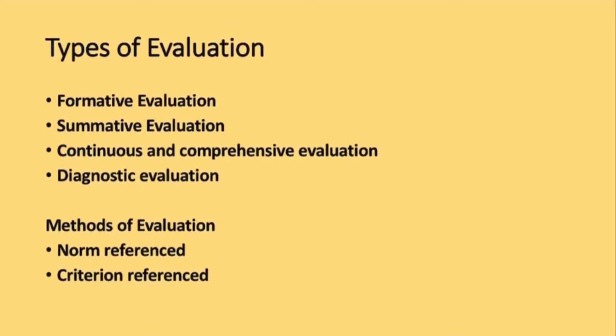And next is continuous and comprehensive evaluation. This system is majorly used in schools, and this covers the holistic development of a child. It covers all aspects of learning for a student. It includes cognitive skills, psychomotor skills and affective skills. Basically, it's a holistic method of evaluation. Last is diagnostic evaluation. With this evaluation, we get to know the difficulties and challenges of a learner, and we can design some remedial measures accordingly.